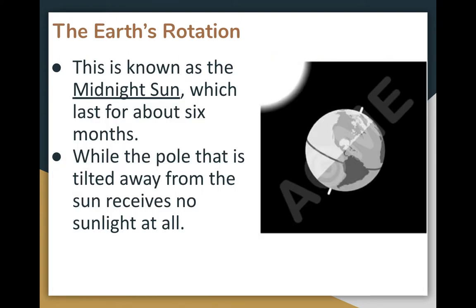And this is called midnight sun. It lasts for about 6 months, and that's while the pole is tilted away, no sunlight hits at all. So no sunlight is hitting in this one. This would be like the summer solstice here for us. No light is hitting the South Pole.